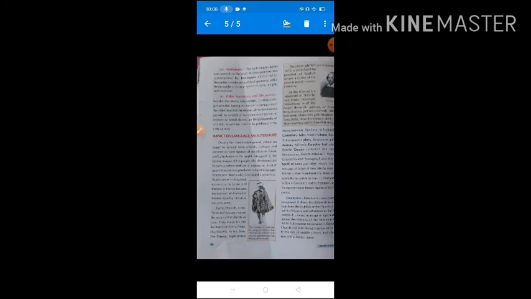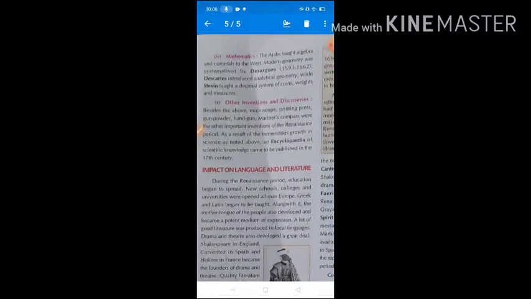After that, mathematics. After the Renaissance, there were so many changes in the field of mathematics. The Arabs taught algebra and numerals to the West. Yes, it is also known. I hope that you are all familiar. अरबों ने क्या सिखाया था? Algebra और numerals to the West. Modern geometry was systematized by Descartes. Descartes introduced analytical geometry, while Stevin taught a decimal system of coinage.